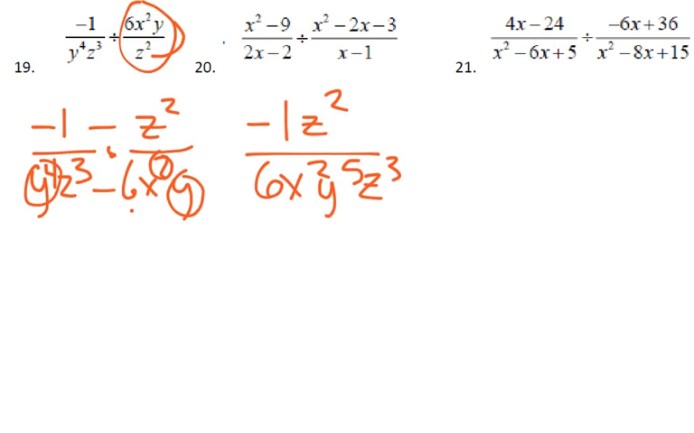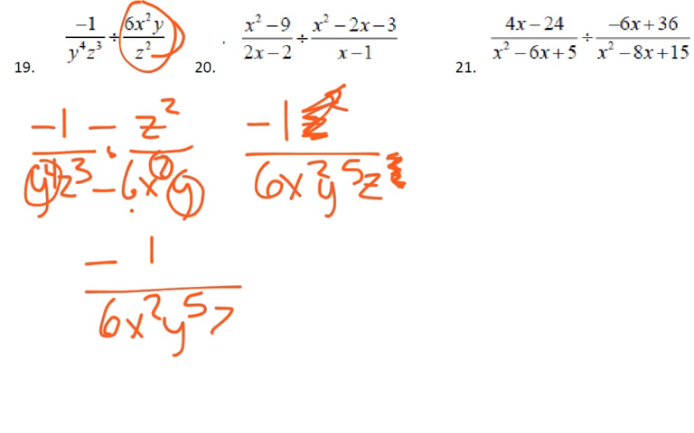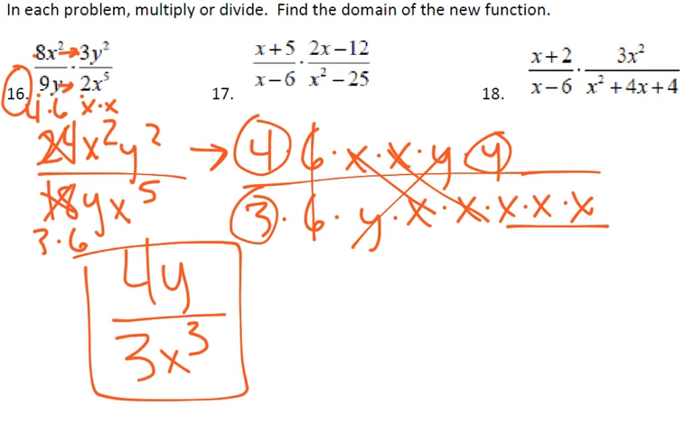Okay, so now we simplify what we can. Well, there's 3 z's on the bottom, so we can get rid of 2 of those z's and get rid of that. So we're left with negative 1, and nothing else can really do anything, can it? So we end up with that. So there's 19, there's 16.